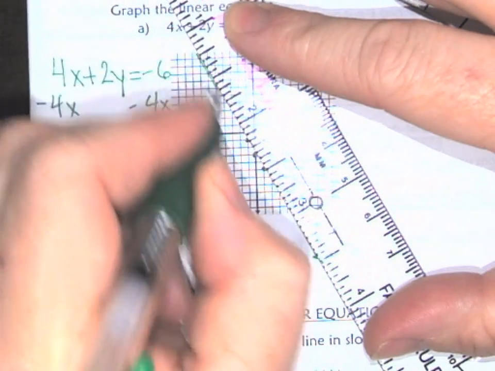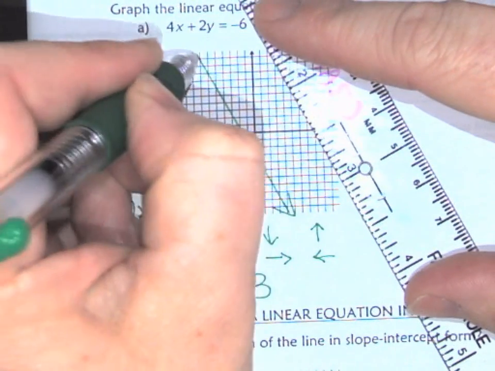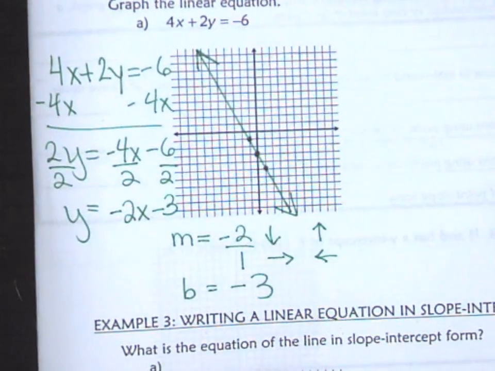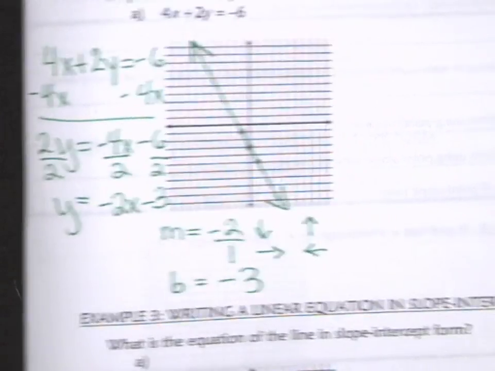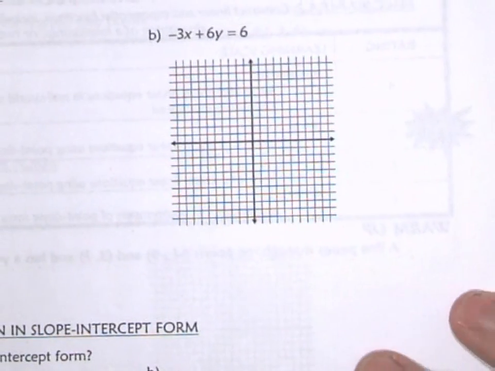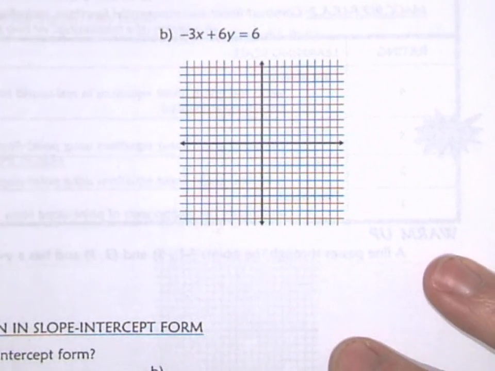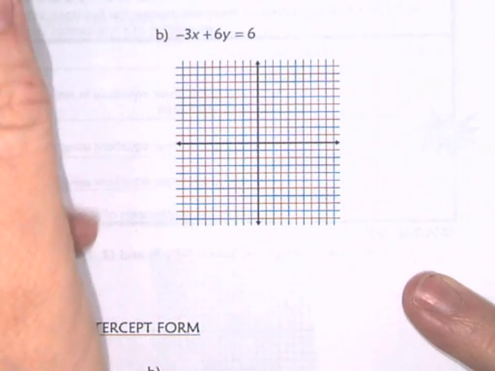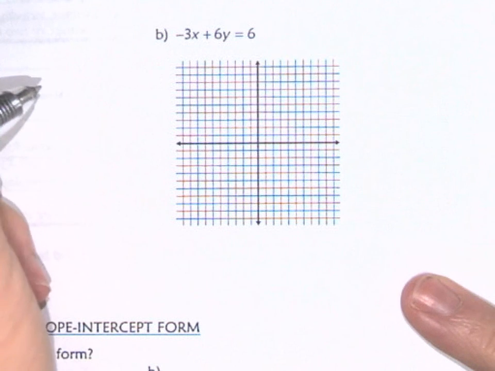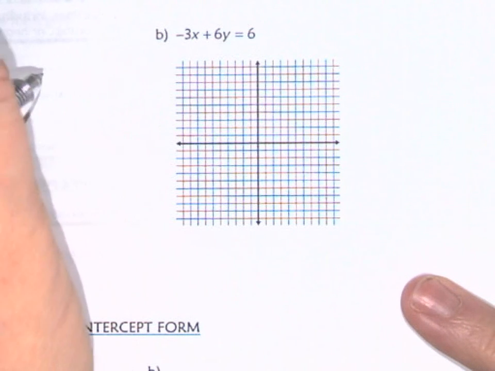Use my protractor to connect the dots, just like that. Okay. Let's take a look at another example here. Here I have negative 3x plus 6y equals 6. So again, it's currently written in standard form, so I'm going to rewrite it in slope-intercept form.